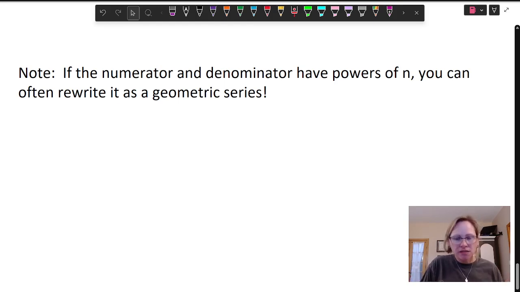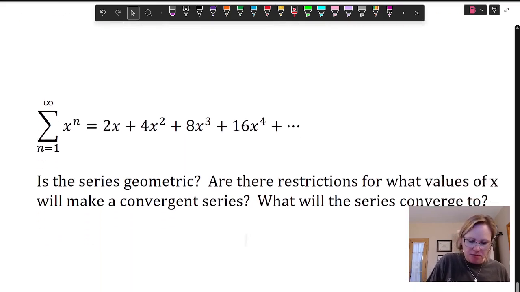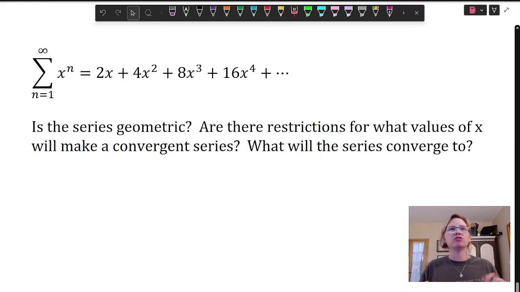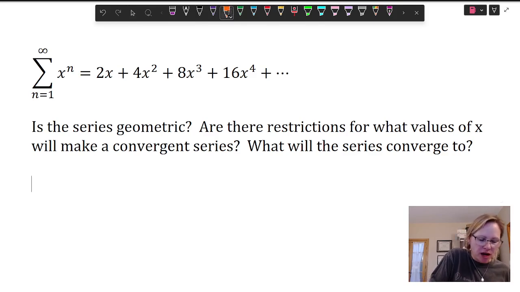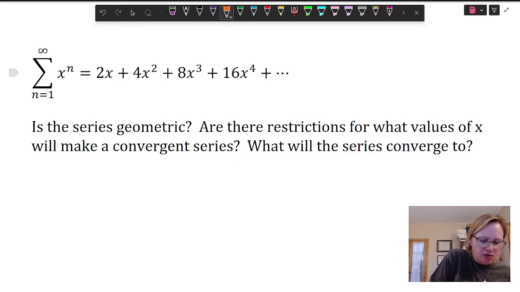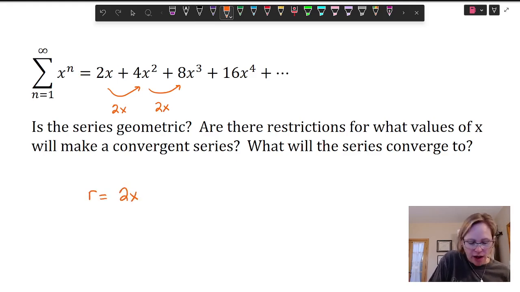So one last example, and this example is a little bit different because this example is a geometric series. What are we multiplying by? Well, let's take a look. I'm multiplying by 2 to get to my coefficients, but then you'll notice that the powers of x are also going up. So here I'm actually multiplying by 2x each time. So in this case, my r value is 2x.